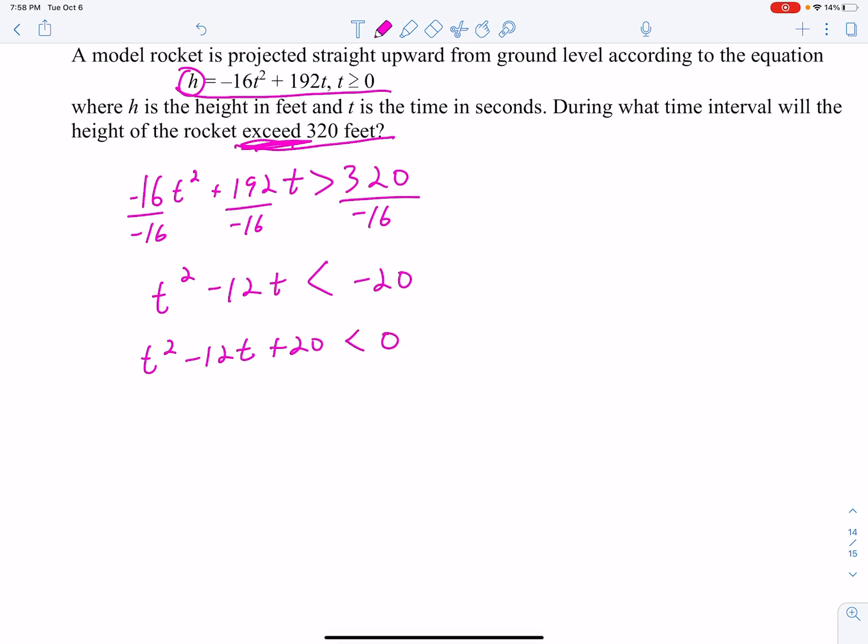We need a 0 on one side, so we add 20 to both sides. We're going to factor right here. Again, get good at factoring. We got t.